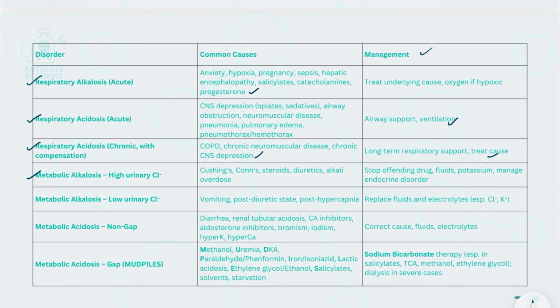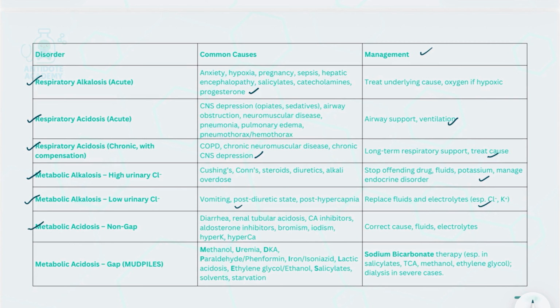Fourth is metabolic alkalosis, that is high urine chloride. It is caused by Cushing's, Conn's, steroid use, diuretic or alkali overdose. We have to manage it by stopping any offending drug, correcting the fluids, giving potassium or treating any hormone problems. Fifth is metabolic alkalosis, low urine chloride. It is caused by vomiting, post diuretic stage or post hypercalcemia. We manage it by replacing fluids and electrolytes, especially chloride or potassium.